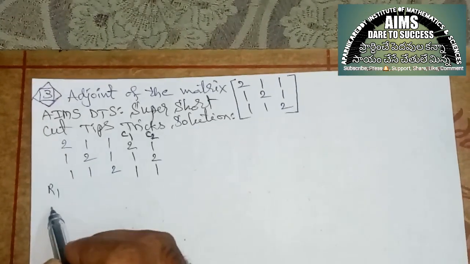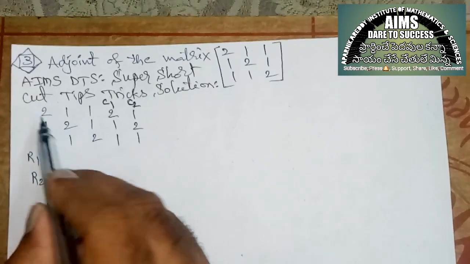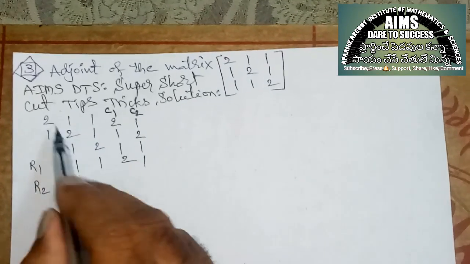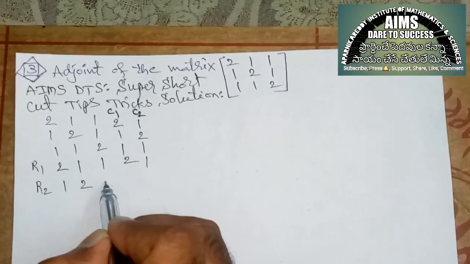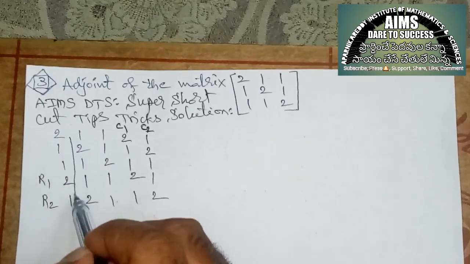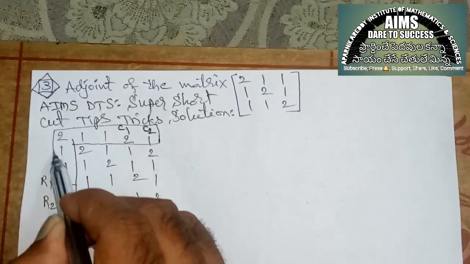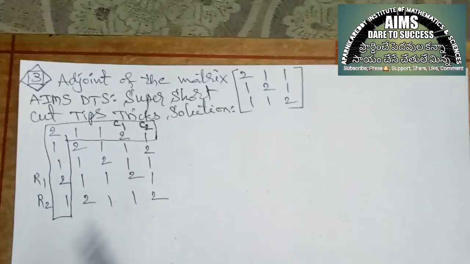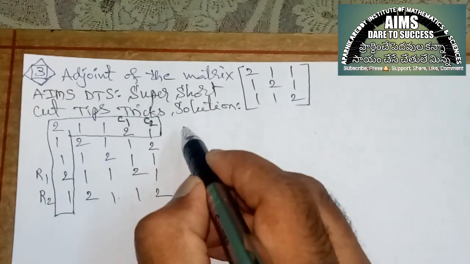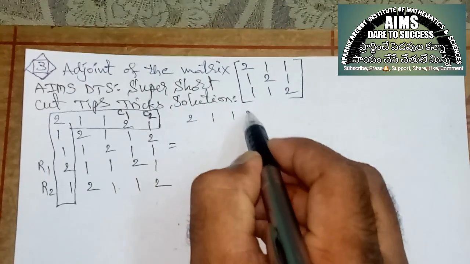After that row 1 row 2 completely you can copy paste. Row 1 values 2 1 1 2 1. After that row 2 1 2 1 1 2. After getting this, first column and first row, you have to remove that matrix. After removing first row and first column, remaining matrix you can write as it is 2 1 1 2.